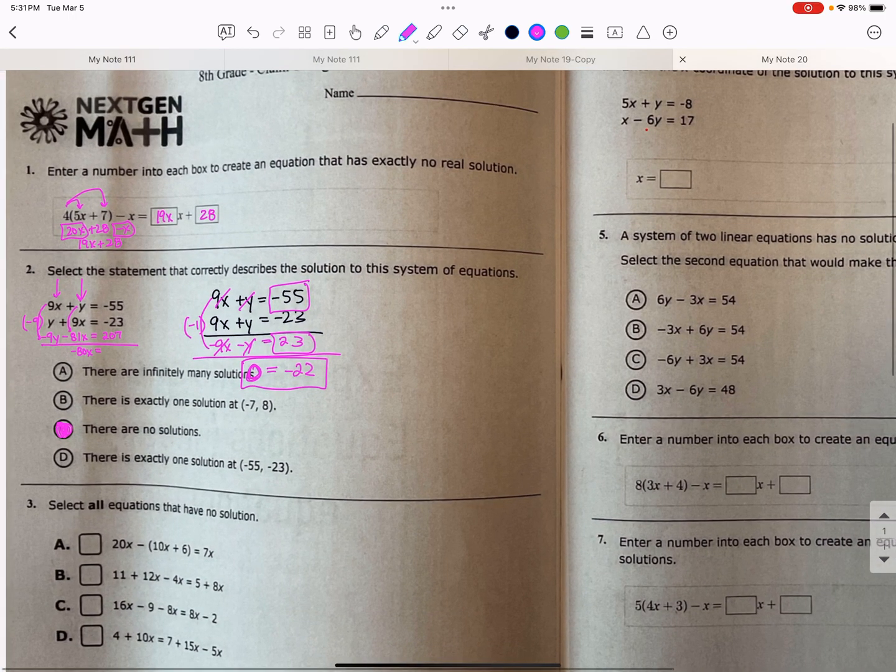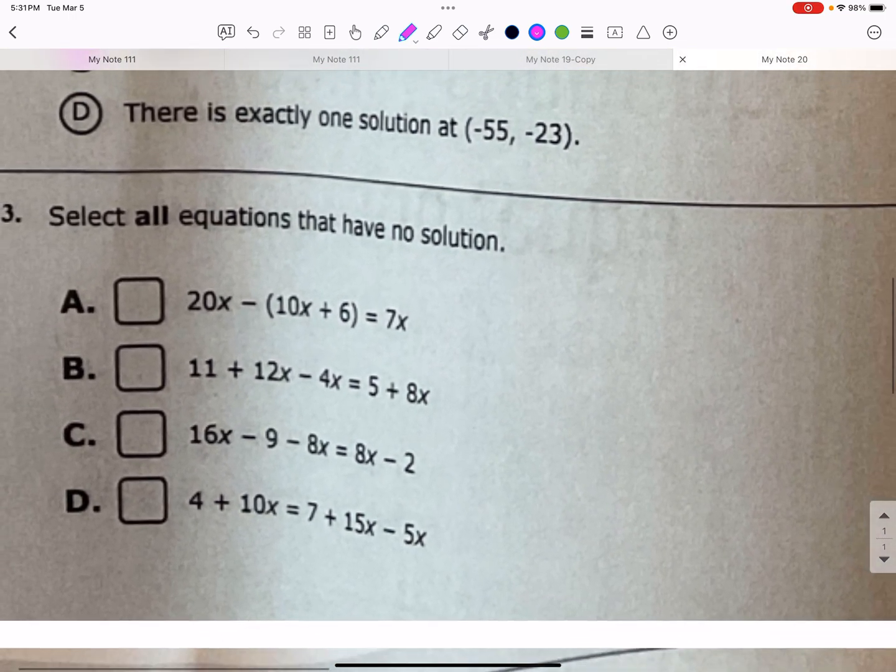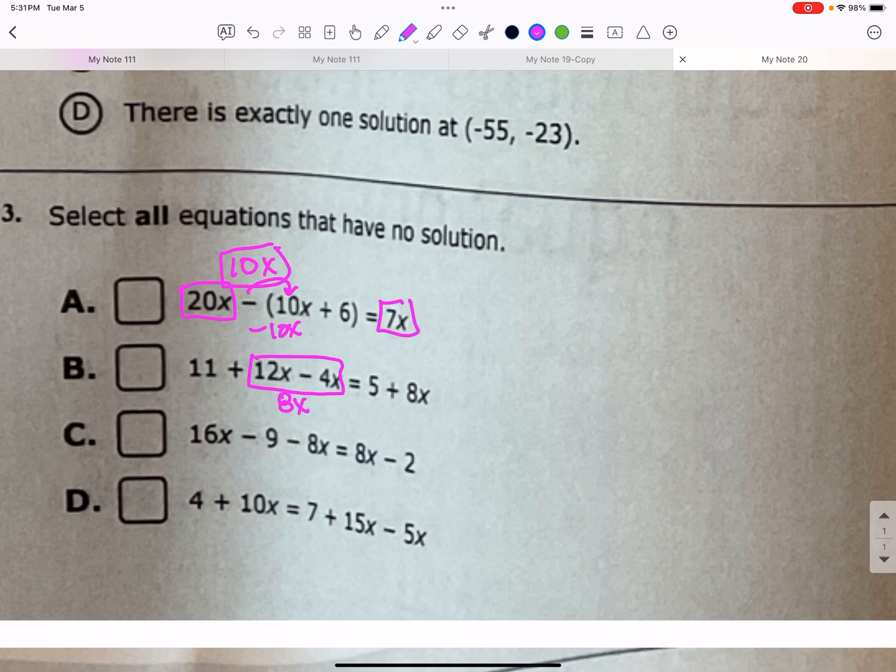Okay. Number 3, which ones of these have no solution? Okay, on this side, I have 20 x's minus 10 x's. So I'm going to end up having 10 x's over here. I have 7 x's over here. They're not going to cancel out. So this is just one answer. Over here, I have 12 x's minus 4 x's. I have 8 x's. Over here, I have 8 x's, so they're going to cancel out. And then I'm left with 5 equals 11. No solution.